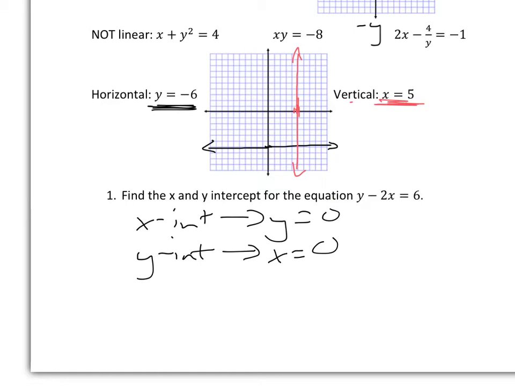So to find the x-intercept, I'm going to plug in 0 for y. So 0 - 2x = 6.